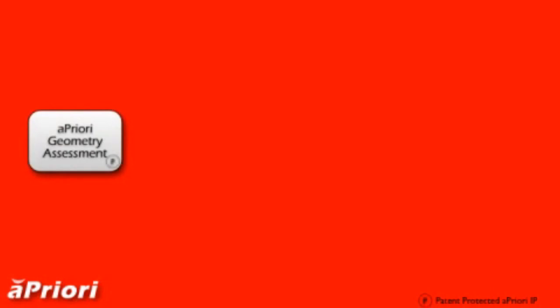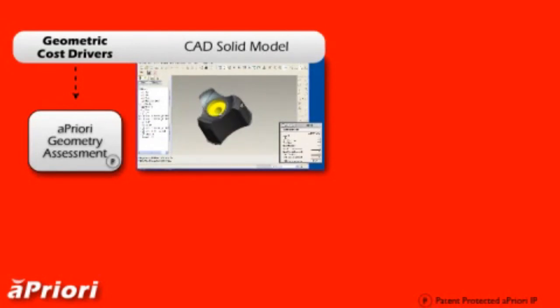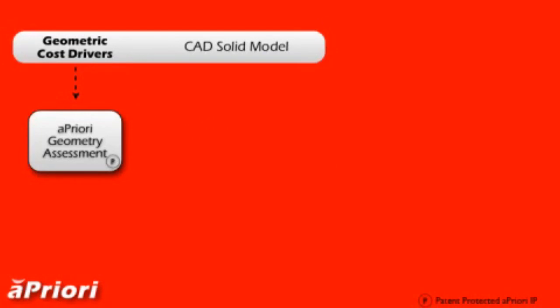In determining product costs, aPriori first considers the design of the part or assembly to be produced. To obtain this information, aPriori automatically derives geometric cost drivers from the CAD solid model to capture cost-relevant design information. The geometric cost drivers that aPriori understands and utilises include specifics of the design's geometry, its complexity, material properties, size, weight, tolerances, and surface finish, to name a few.